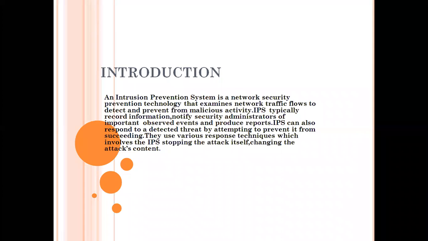So here's the introduction. An intrusion prevention system is a network security prevention technology that examines network traffic flows to detect and prevent malicious activity. IPS typically records information, notifies security administrators of important observed events, and produces reports. IPS can also respond to a detected threat by attempting to prevent it from succeeding. They use various response techniques, which involve the IPS stopping the attack itself, changing the attack's content.